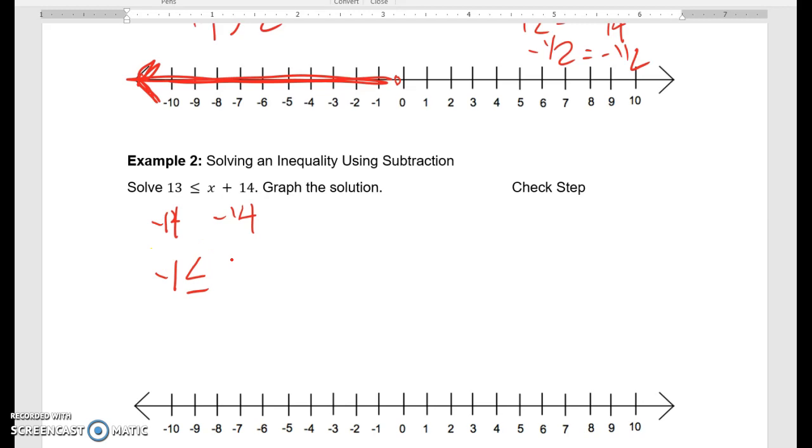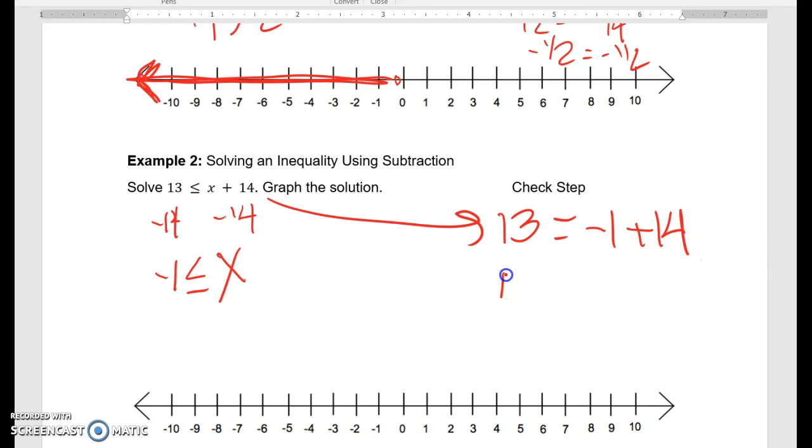If I'm ever going too fast, you guys can just pause the video periodically. But this is pretty basic stuff, kind of combining some of the things that we've done before. Rewrite this. 13 equals, instead of x, you're plugging in -1. -1 plus 14. So 13 equals 13. All right, you are good. However, it is a closed dot because we have that equal to sign. Closed dot on -1. All your x values are greater than -1.